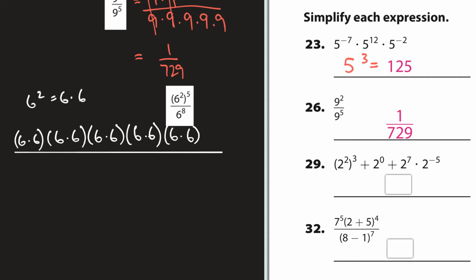And then we have a line for our denominator, and 6 to the 8th is in the denominator. So 1, 2, 3, 4, 5, 6, 7, 8. See, now we can cancel. We cancel stuff.